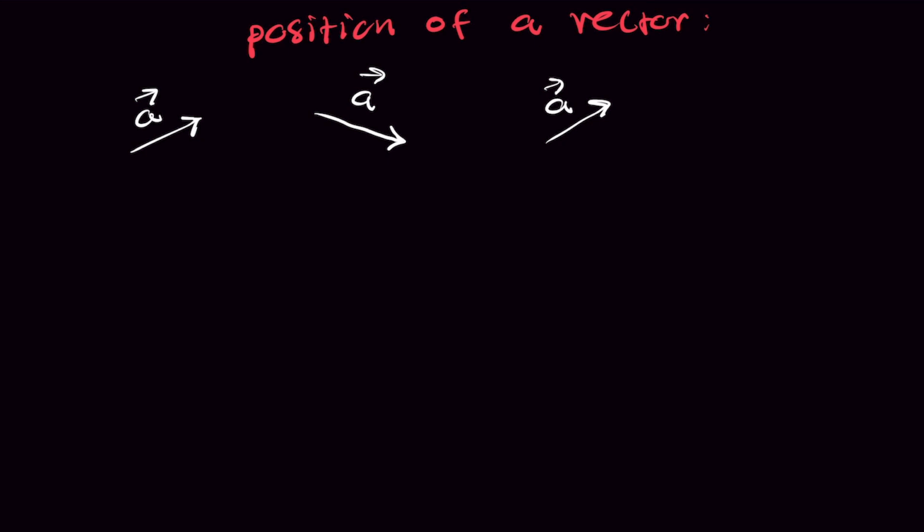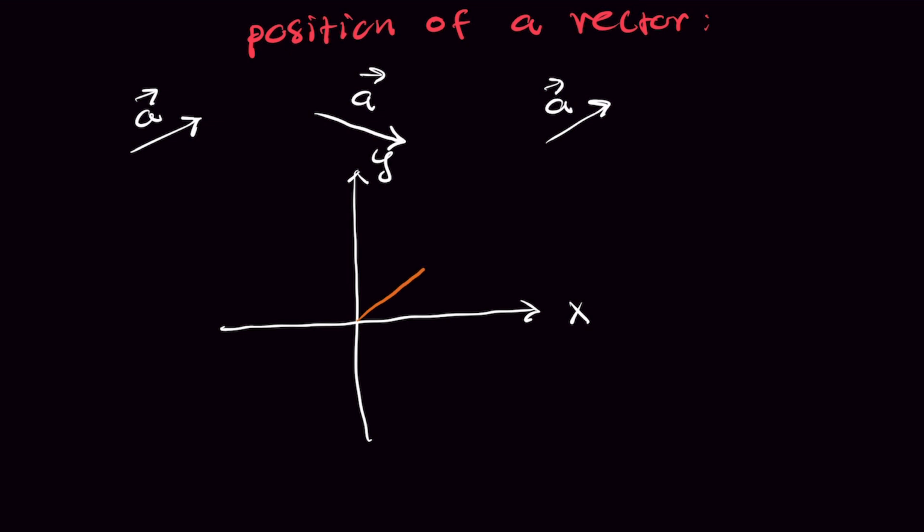For example, in coordinate geometry, if we have x-axis and y-axis, and here we have vector A, we usually assume that this vector A starts at the origin, which is 0, 0. This point is where x is 0 and also y is 0.